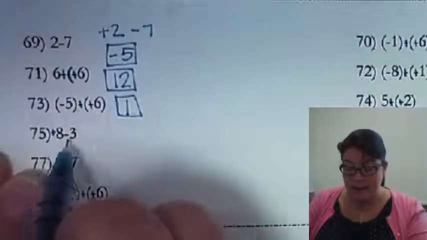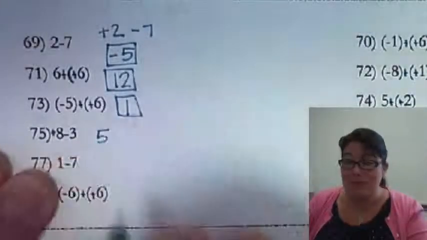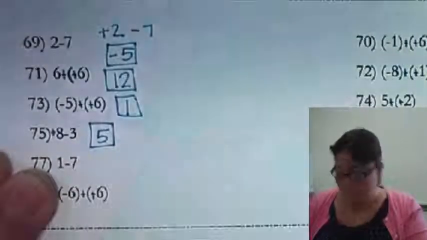Here I have a positive 8, because remember, if there's no sign, it's positive. Positive 8 and a negative 3. Different signs, subtract. That's a 5. Keep the sign of the bigger one. 8 is bigger, and then you'll be exact.